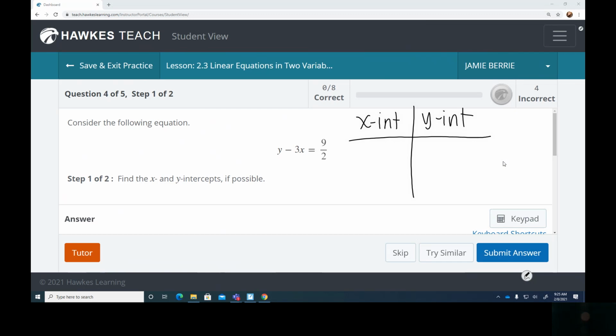All right, so y-intercept, we're replacing y with 0, solving for x. All right, so 0 minus 3x equals 9/2. The 0 just goes away. Just forget about this 0. Now we just have to get x by itself, so divide both sides by -3. If you're doing this in your calculator, let me actually pull it up on the document camera and show you how you would type this in.